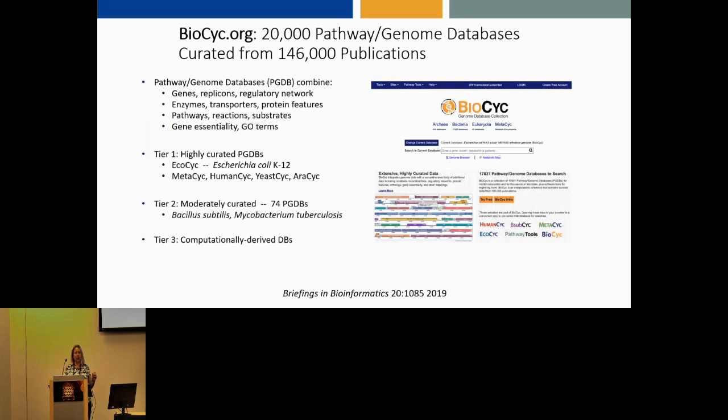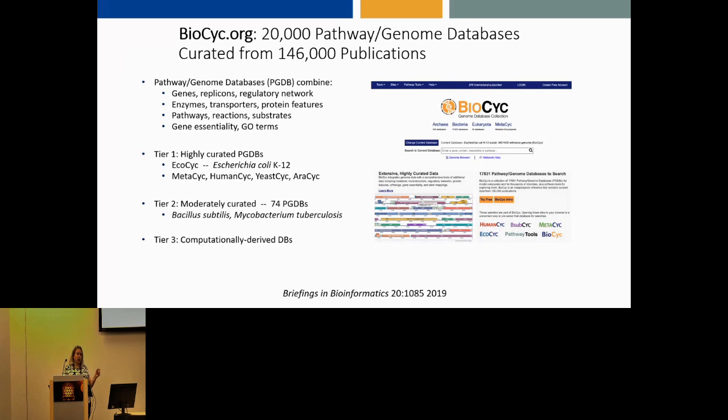So we call each of our databases pathway genome databases, or PGDBs. You may hear me refer to that, because they combine a very rich set of data types, from genes and genomes to pathways and reactions, enzymes, transporters. And when I say pathways, I'm primarily talking about metabolic pathways here.